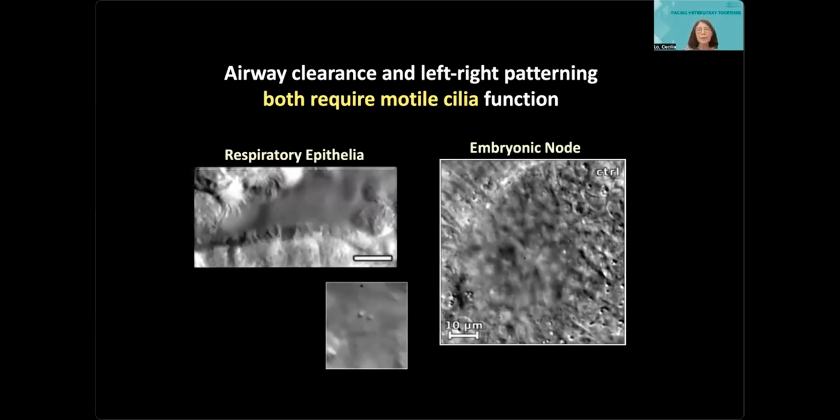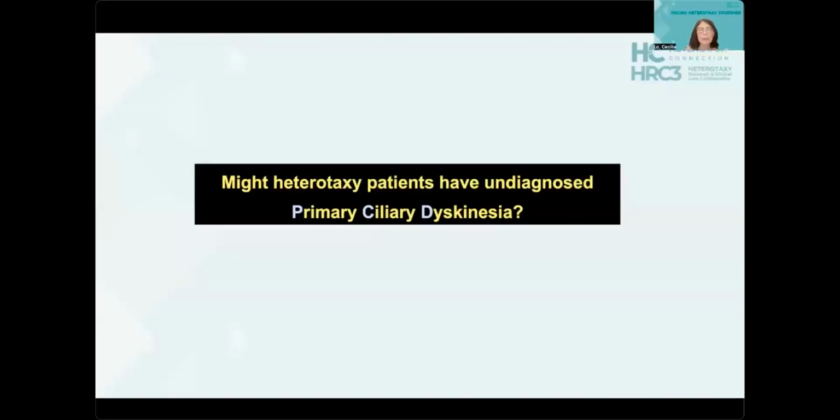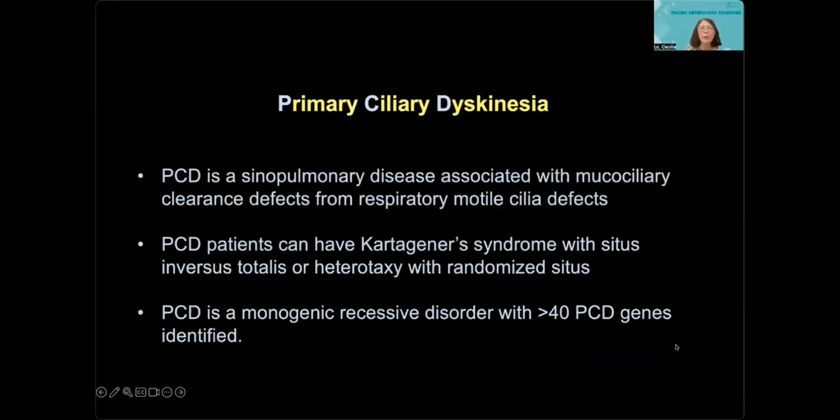So this suggests that heterotaxy patients could have respiratory dysfunction from multiciliary defects, and that same multiciliary defects may explain the heterotaxy those patients exhibit. So this then leads us to the question whether these heterotaxy patients might actually have undiagnosed PCD, primary ciliary dyskinesia, which is a disease associated with multiciliary defects. So PCD, as you know, is due to mucociliary clearance defect due to respiratory multiciliary defects, and they can have Kartagener syndrome, situs inversus totalis, or heterotaxy of randomized situs.